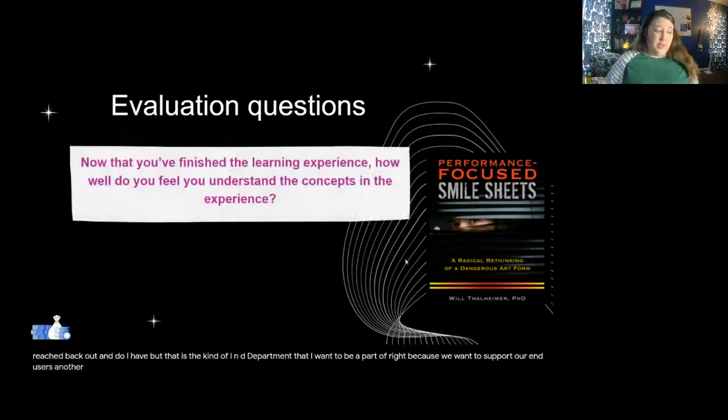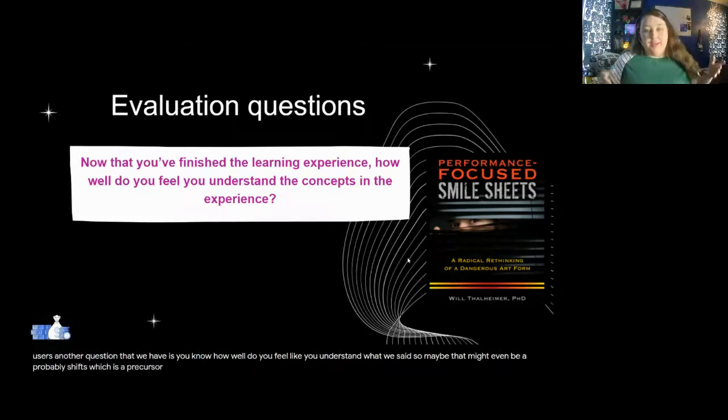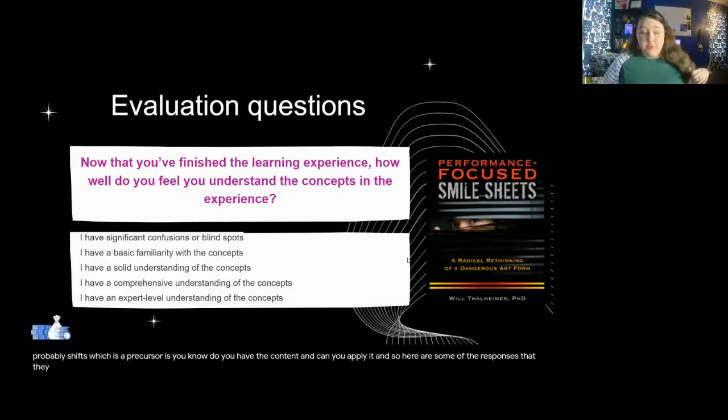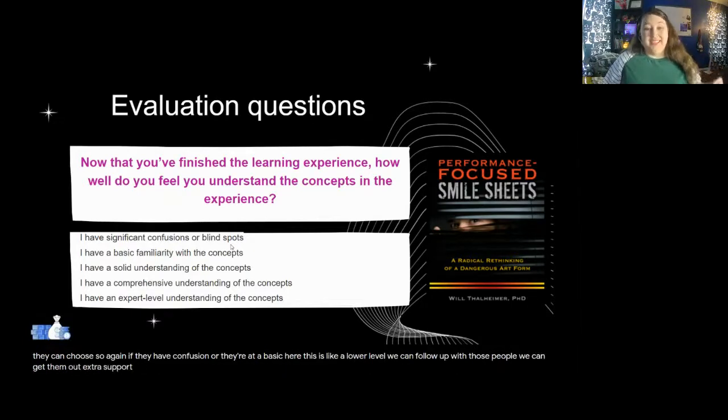Another question that we have is, how well do you feel like you understand what we said? So maybe I probably should switch these. A precursor is, do you have the content and can you apply it? And so here's some of the responses that they can choose. So again, if they have confusion or they're at a basic level, this is a lower level. We can follow up with those people. We can get them extra support. We can see what it is that they need to get to that solid or competent level.